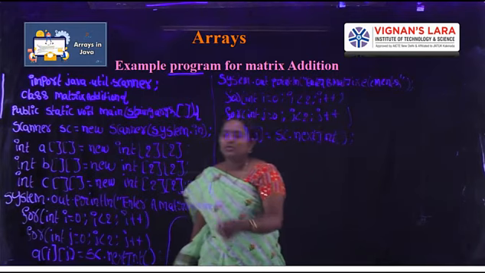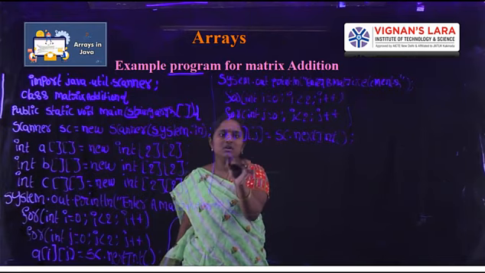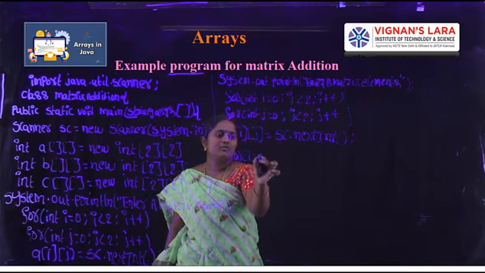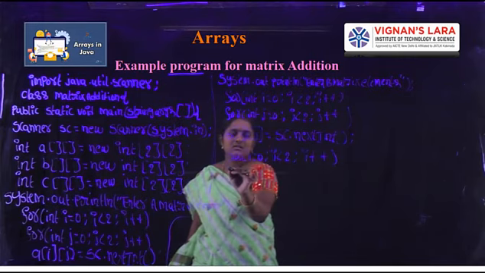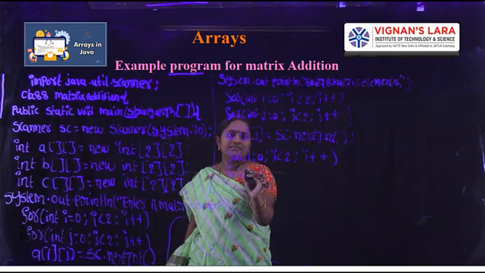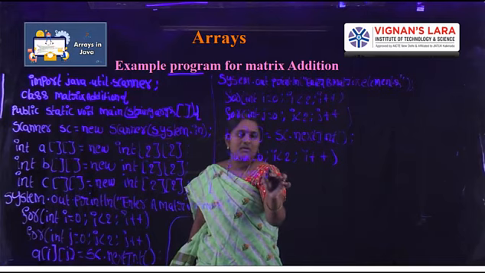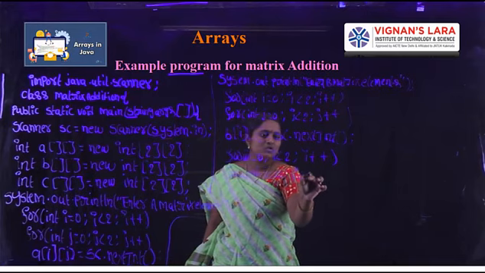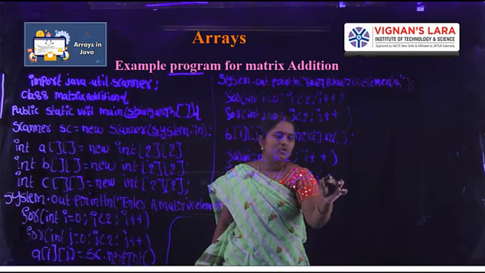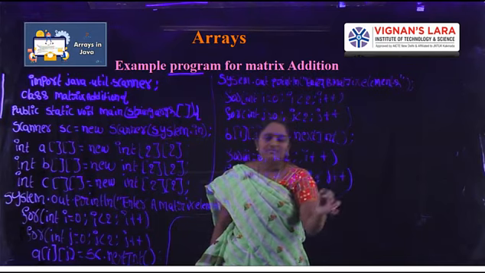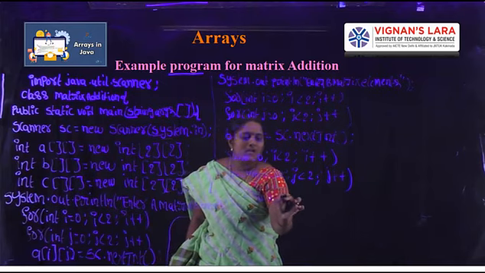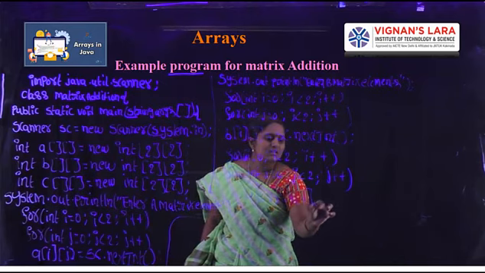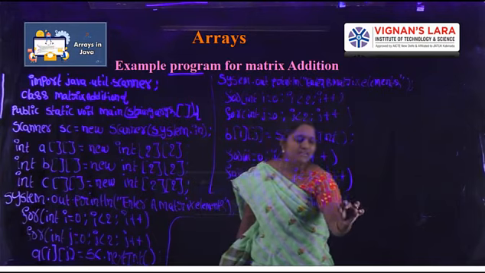Next, we have to add these two values. Next, I am writing another for loop: for int i equal to 0, i less than 2, i plus plus, for int j equal to 0, j less than 2, j plus plus. Here I am adding c of ij equal to a of ij plus b of ij.